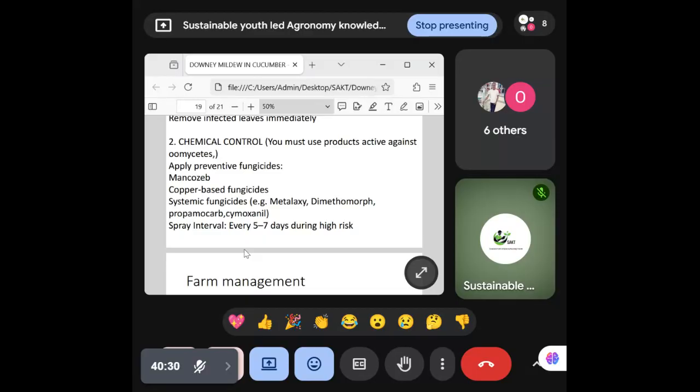So we'll now see the second one, which is systemic fungicide. Examples: metalaxyl, dimethomorph, propamocarb, cymoxanil. There are many. These are just examples. The spray interval is every 5 to 7 days during high risk. You can only use systemic fungicide when you do not have any other option. And then we must adjust to PHI, the pre-harvest interval. Most of these fungicides take 7 days before you can harvest. But a good example of a systemic fungicide that has a lower PHI, like 3 to 4 days, is propamocarb. I do use that too.